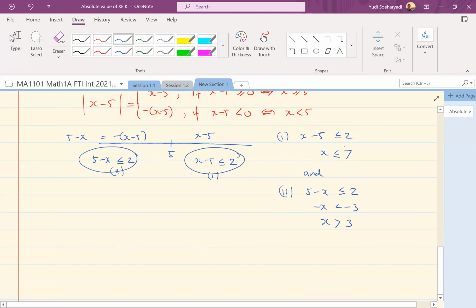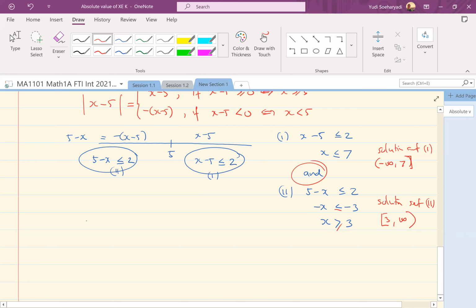Okay, so you have the solution set from 1. From 1 you get this, 7 is included. And solution set from 2 is, 3 is included actually. There.